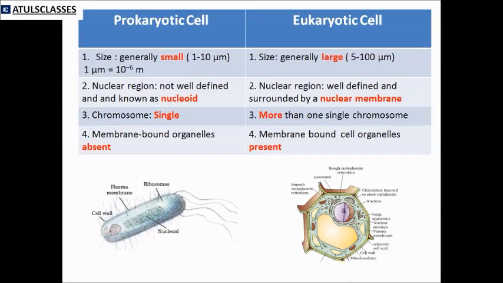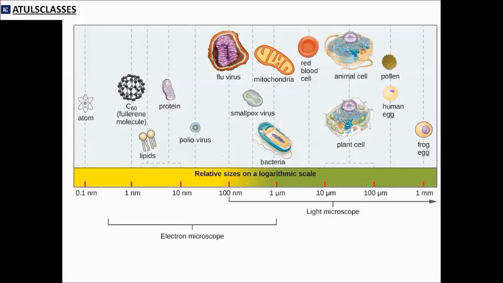We can understand this with the help of this picture. You can see the sizes vary. Some can be seen through a light microscope and others through an electron microscope. The bacteria are 1 micrometer in size, but the plant cell or animal cell is near 100 micrometers.